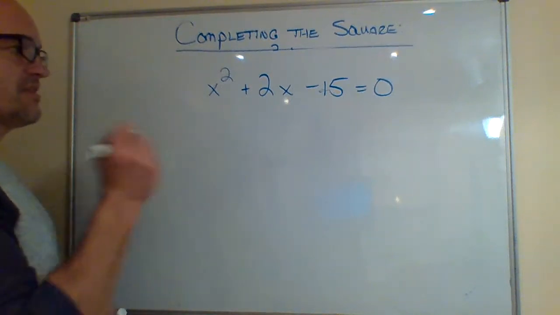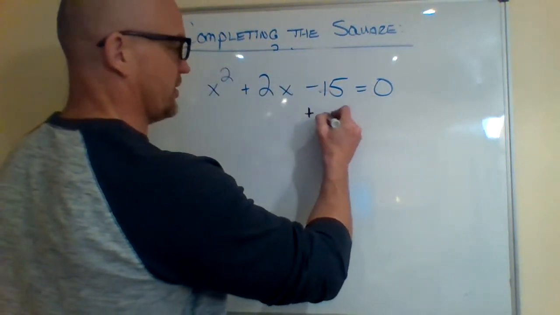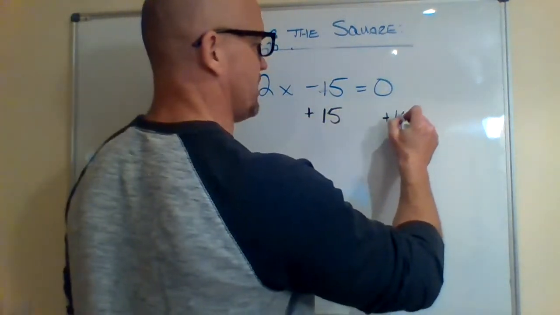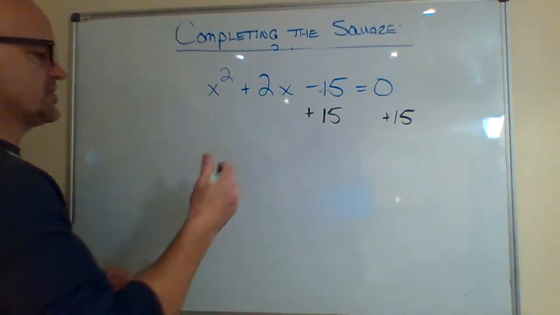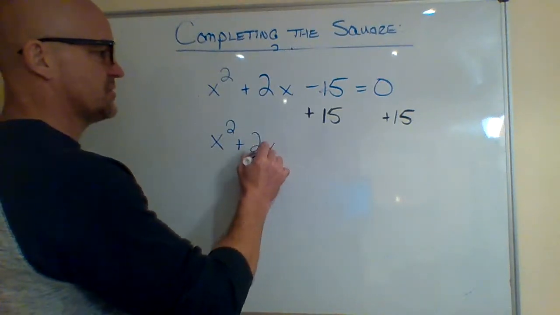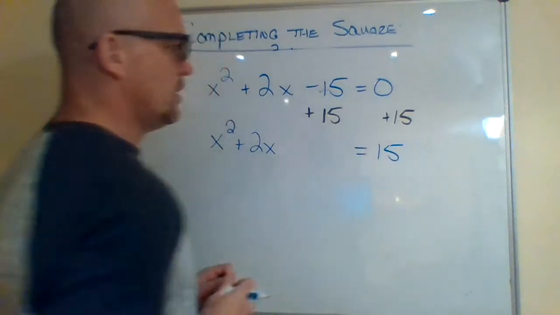If I'm going to do that, the first thing I'm going to do is get rid of that C value, and I'm going to do it mathematically. I'm going to add 15 to that side. I'm also going to add 15 to that side. That takes my C value over to the other side of the equal sign. So I have x squared plus 2x. The 15s of course eliminate, and I get 15.